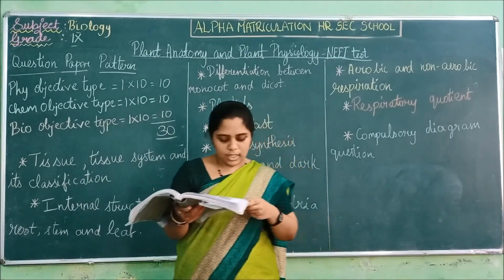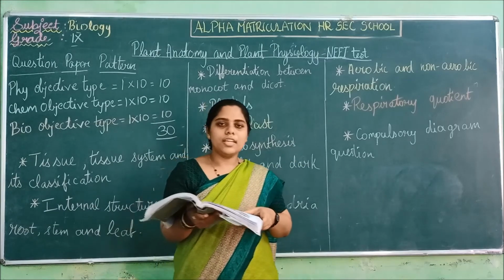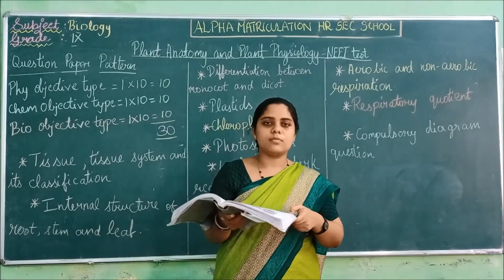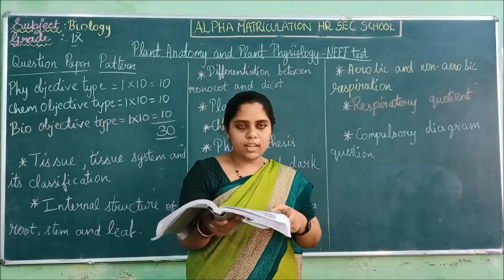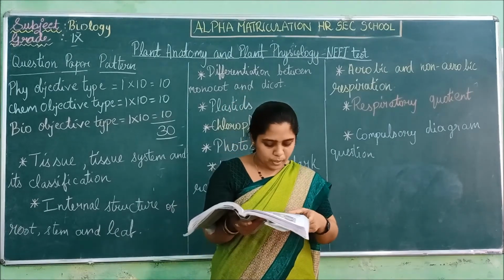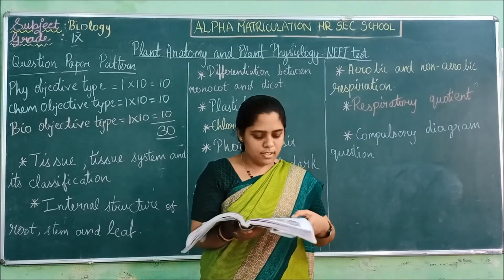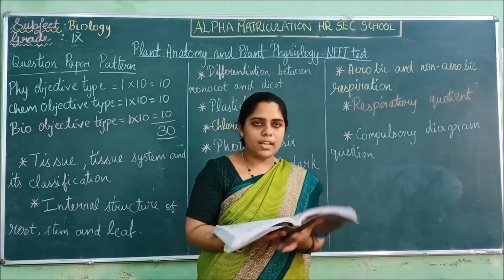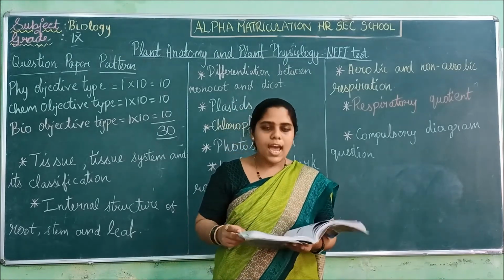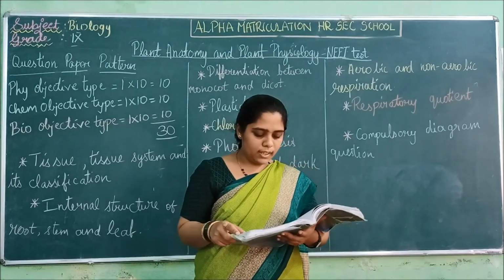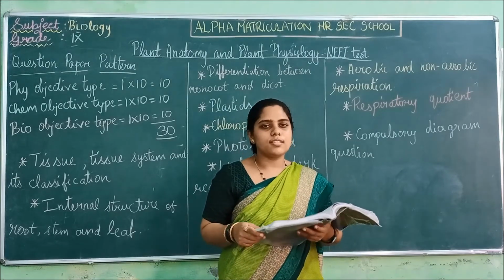And next, page number 180 itself, plastids. About plastids you can learn: chloroplast means green color plastids, chromoplast means yellow, red, orange color plastids, and leucoplast means colorless plastids. So learn the 3 types of plastids. And in page 181, learn the photosynthesis equation.